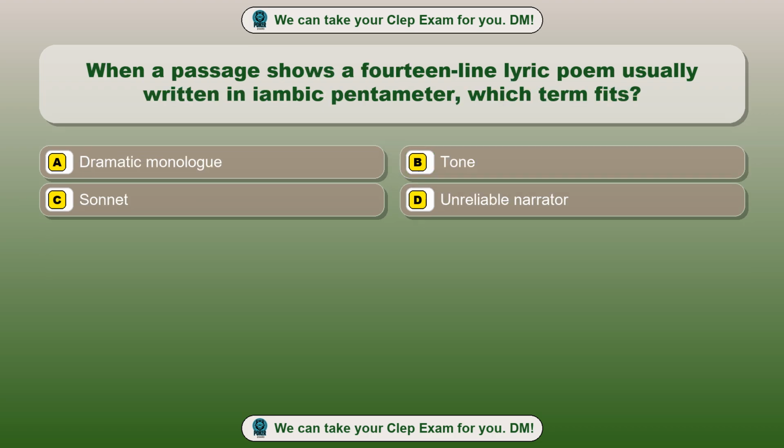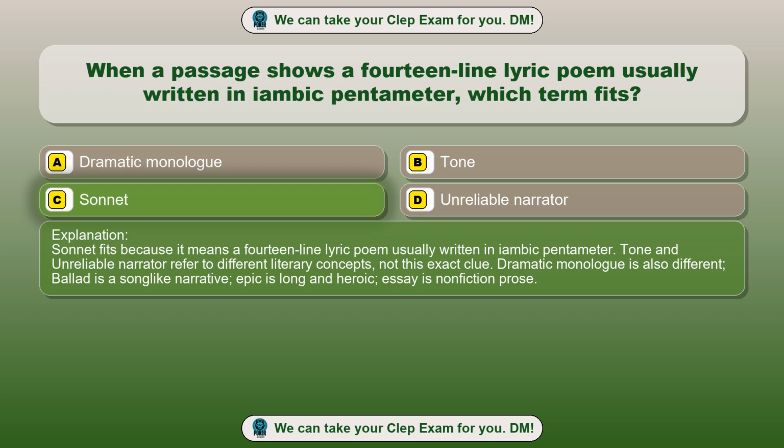Question 59. When a passage shows a 14-line lyric poem usually written in iambic pentameter, which term fits? Option A, dramatic monologue. Option B, tone. Option C, sonnet. Option D, unreliable narrator. The correct answer is option C, sonnet. Sonnet fits because it means a 14-line lyric poem usually written in iambic pentameter. Tone and unreliable narrator refer to different literary concepts, not this exact clue. Dramatic monologue is also different. Ballad is a song-like narrative, epic is long and heroic, essay is nonfiction prose.